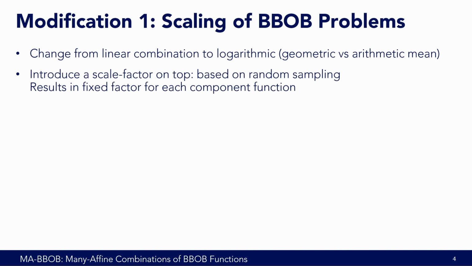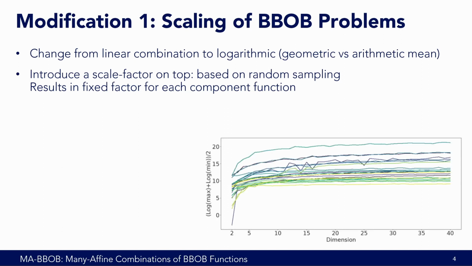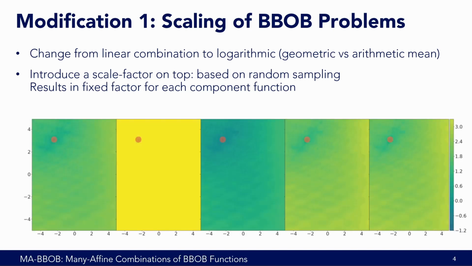And then on top of this, we introduce a scale factor, and the scale factor we determine based on random sampling, where we get one factor for each component function, because we notice that the scale of BBOB problems can vary quite significantly, even if we use this logarithmic weighting. Then by adding a scale factor, we make it so that our function scales are a lot easier to work with. So we tried out a few different settings that you can see here, 5 different ways of doing aggregation, and we selected one of these to give us some nice resulting scale factors.